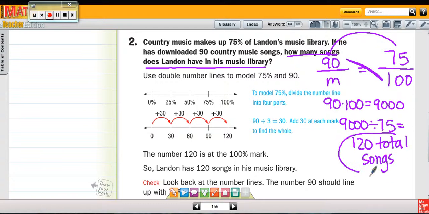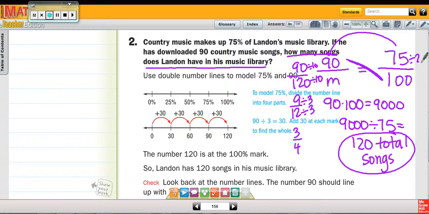Now let's think if that's logical and reasonable. If I put 120 up here, this becomes 90 out of 120, right? If you simplified that fraction, what would it become? You could divide these by 10, couldn't you? Yeah. Which would give you 9 twelfths. You could divide those by 3, which would give you 3/4. What if you divide this by 25? What would you get? Are those equivalent? Yeah. Should they be? Yeah, they're supposed to be equivalent, so that would be a check for us. Tells me that my 120 total songs is probably correct.